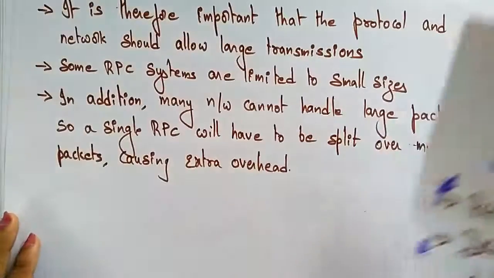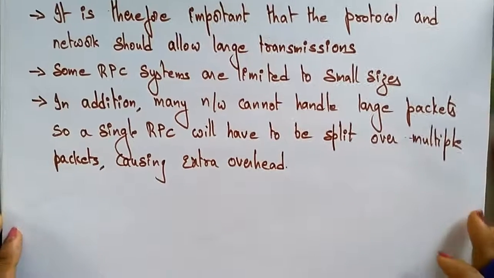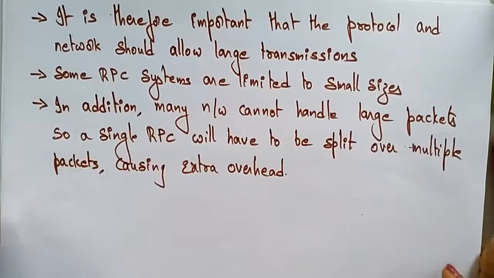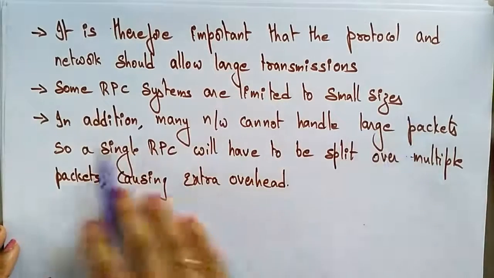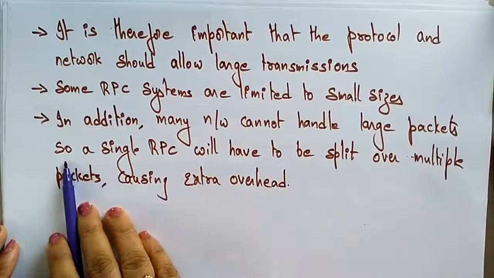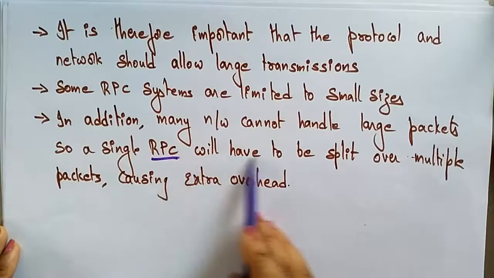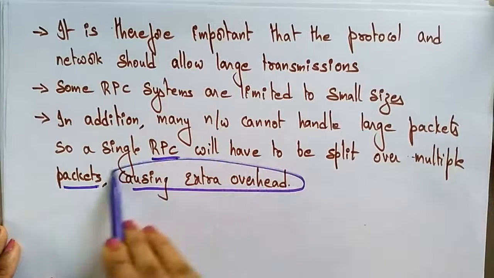It is therefore important that the protocol and network should allow large transmissions. Some RPC systems are limited to small sizes. In addition, many networks cannot handle large packets, so a single RPC will have to be split over multiple packets, causing extra overhead.